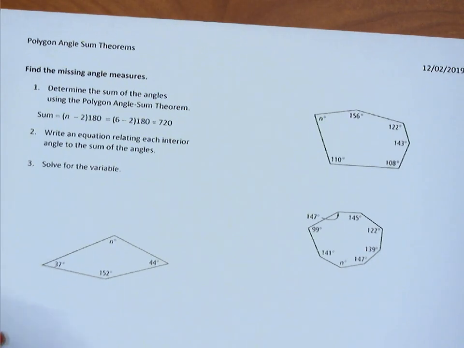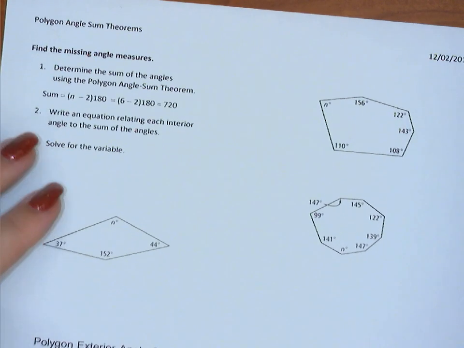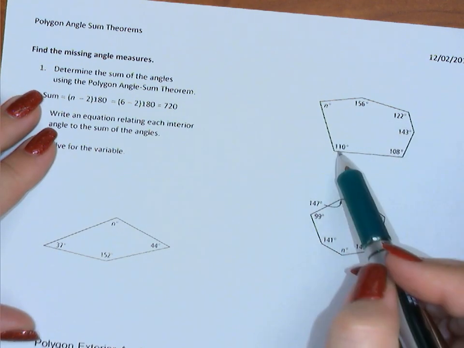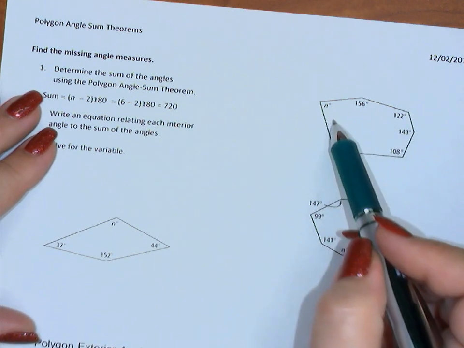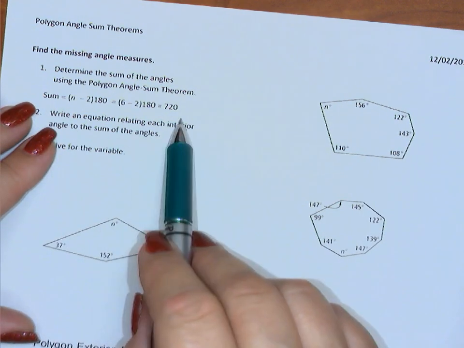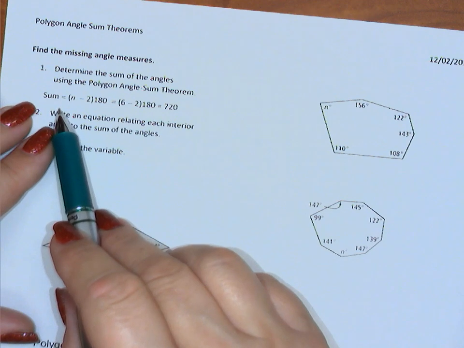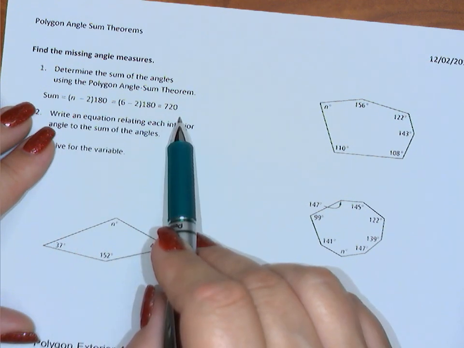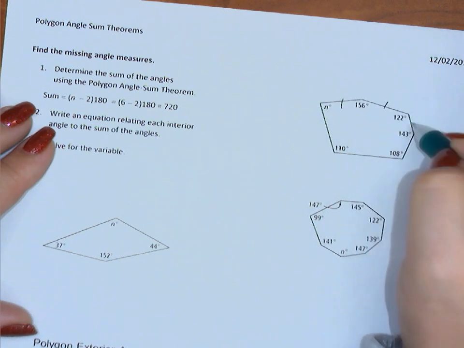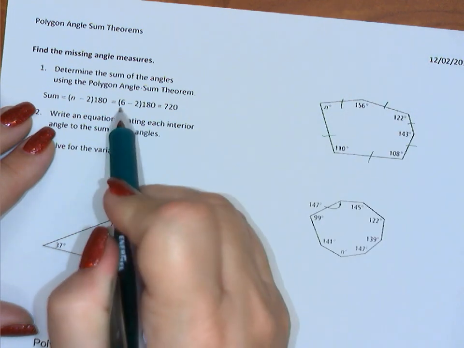Now we're going to find the missing angle measures. To do that, we're going to determine the sum. See, I got this polygon. I have to know what the total measure should be before I can figure out what that measure is going to be. So I find the sum of all the interior angles by using that theorem. Notice that there are 1, 2, 3, 4, 5, 6 sides. That's where the 6 came from.